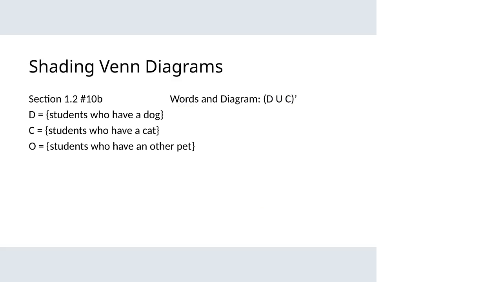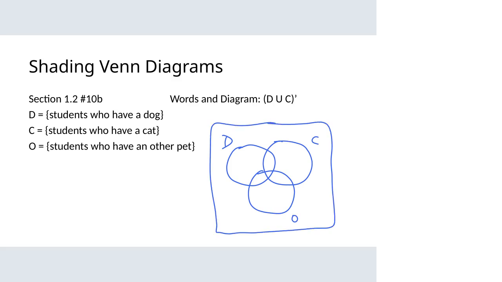1.2 number 10b says, put this one in words and a diagram. And I think sometimes words can be a little bit difficult. The diagram, you're probably pretty comfortable with at this point, even though that may or may not be true. You can let me know. But still I have D, C, and O, and I forgot my rectangle on the last one. I better put it on there. Okay, so I'm going to put this into words.